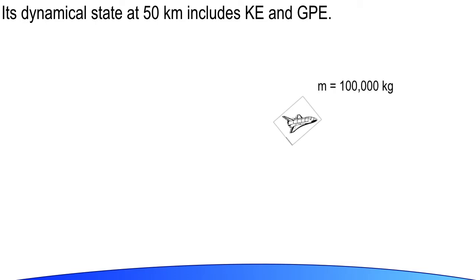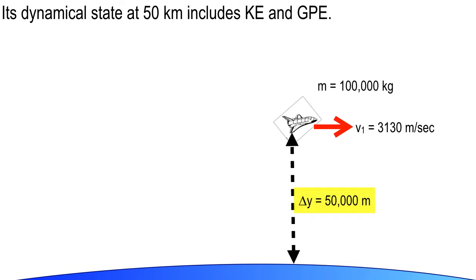Now, 100 metric tons, that's 100,000 kilograms. And its speed up there, 3,130 meters per second. I converted the Mach 9.1 into meters per second. All right, so there's V1. And we know that the elevation is about 50 kilometers or 50,000 meters. So if you think about it, everything that we've got up there is enough to calculate 1/2 mv squared and also mg delta y, because we have a delta y of 50,000 meters.